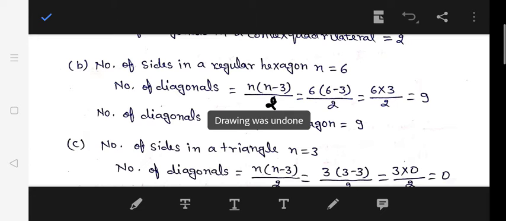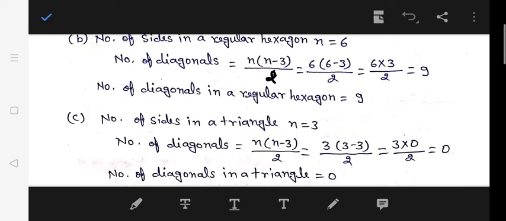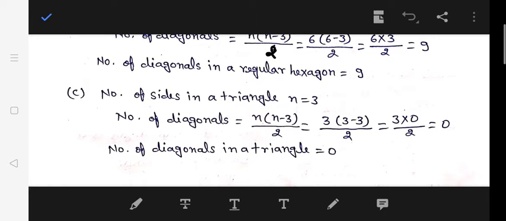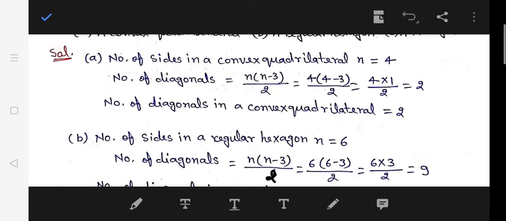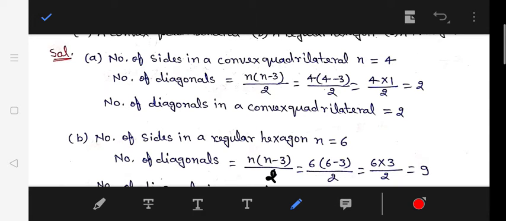Now for the triangle, all of you know that the number of sides in the triangle is n equal to 3. In the triangle, 3 sides will be there. So for the number of diagonals, the formula is the same, n into n minus 3 upon 2. Then 3 into 3 minus 3 upon 2, that is 3 into 0 upon 2, equal to 0. It means the number of diagonals in a triangle is 0. So students, you only need to learn one formula to find the number of diagonals, that is, number of diagonals equal to n into n minus 3 upon 2. Then you will be able to find the number of diagonals for any polygon. So that formula should be learned.